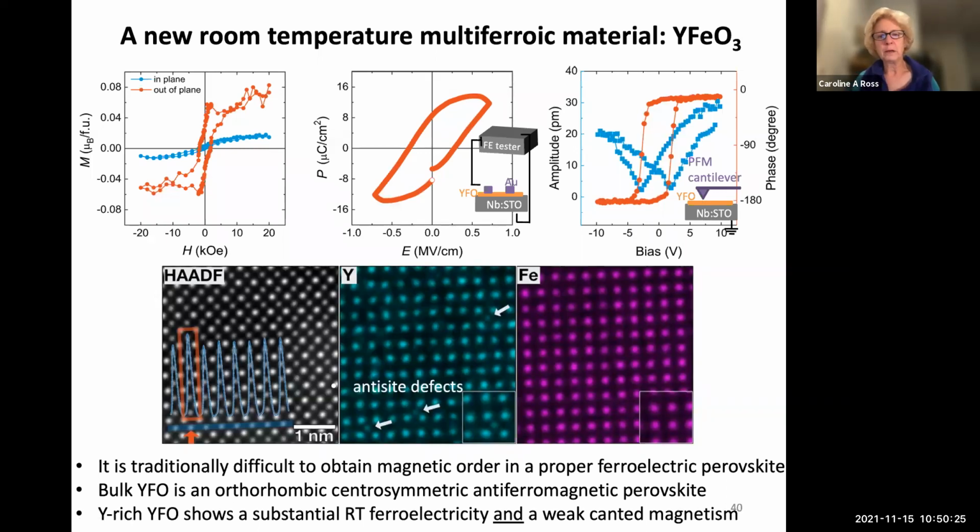So what's going on here? How can something that is a centrosymmetric orthorhombic material in bulk show this amount of ferroelectricity? And we tracked it down to antisite defects. So if you look at this microscopy, there's some extra yttrium right here where the white arrows are. These are antisite defects of yttrium sitting on the iron sites.